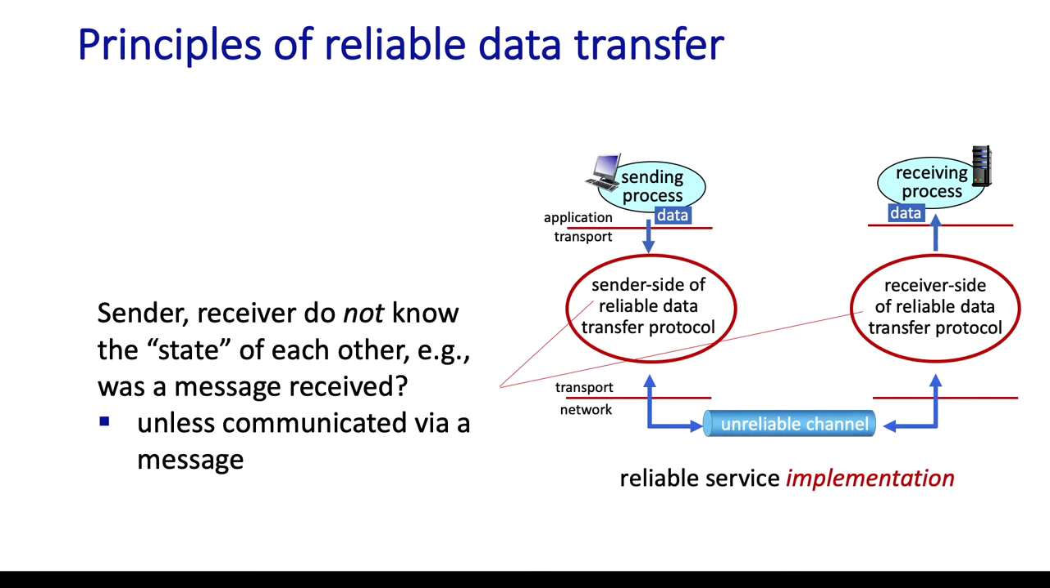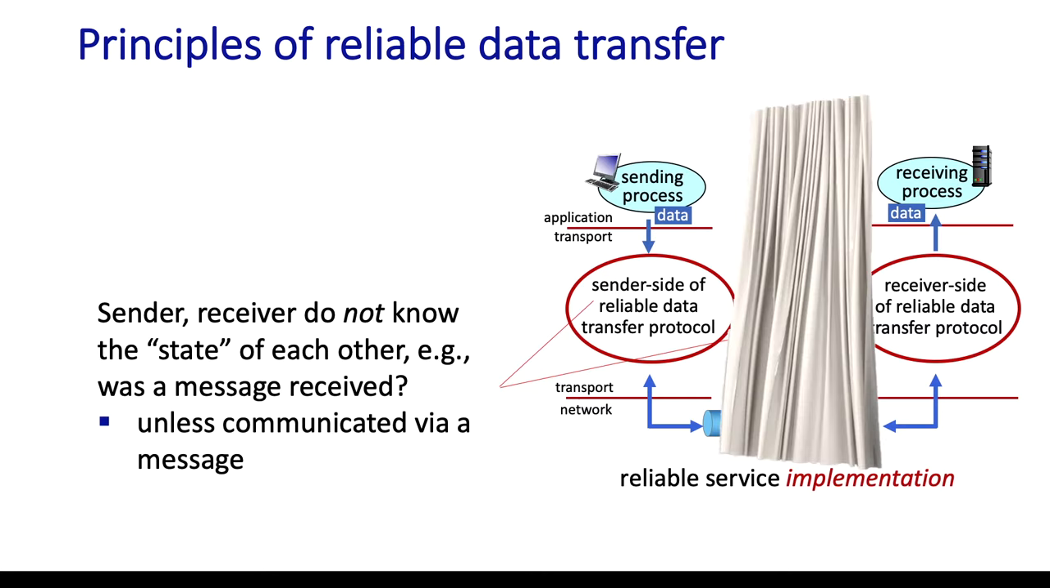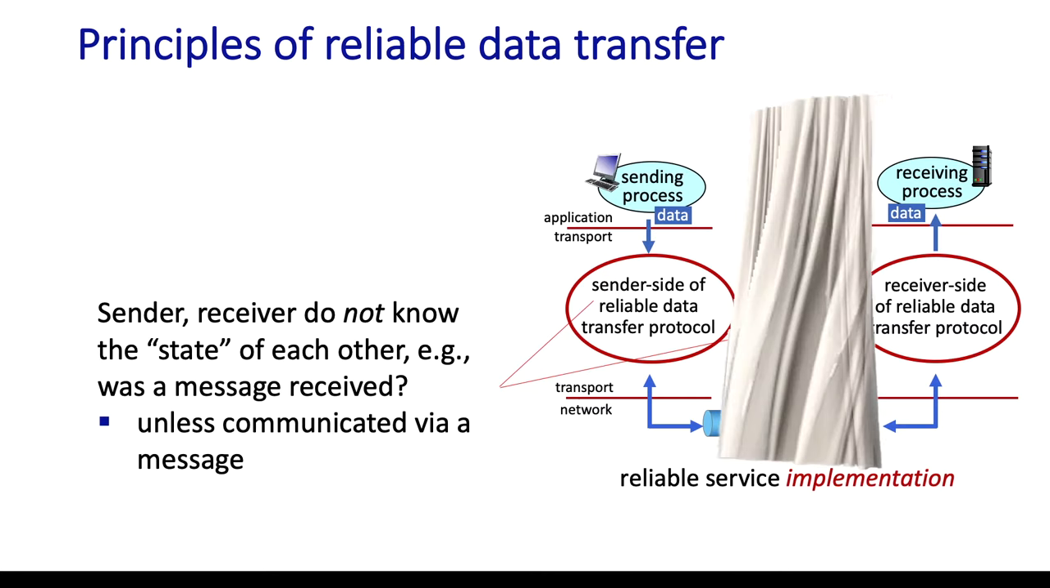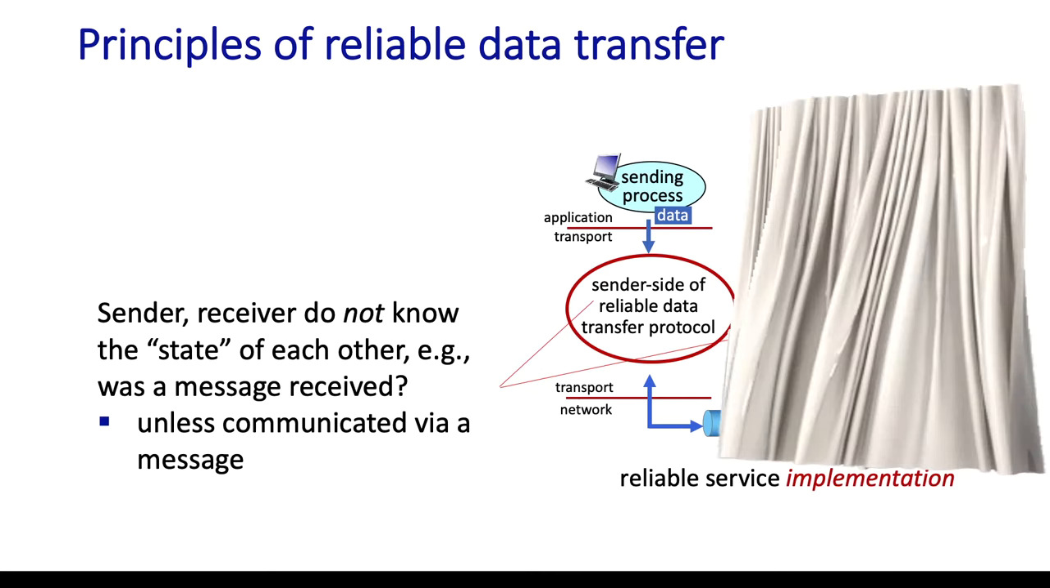The key point here is that one side does not know what's going on at the other side or what's going on in the channel. It's sort of as if there was a curtain between them. Everything they know about the other side can only be learned through the sending and receiving of messages.